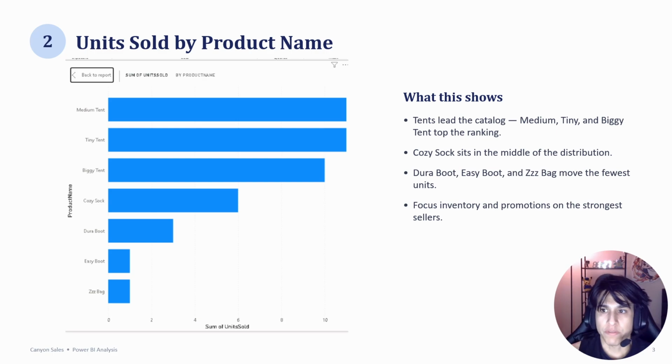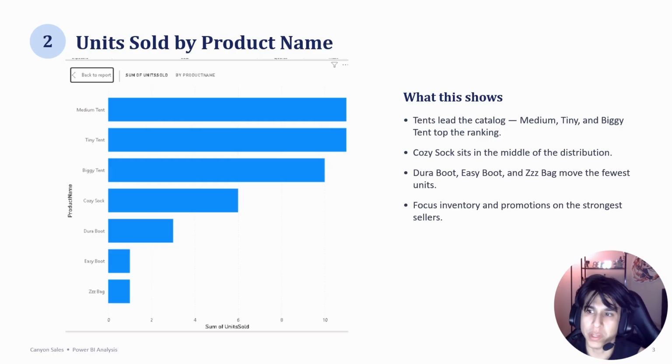We're going to start with units sold by product name. What you're looking at here is every product in our catalog range from the highest number of units sold down to the lowest. This is a clear story that our 10 products are leading the way. The medium tent, the tiny tent, and the biggie tent occupy the top of the rankings, and they're driving the majority of our unit movement.